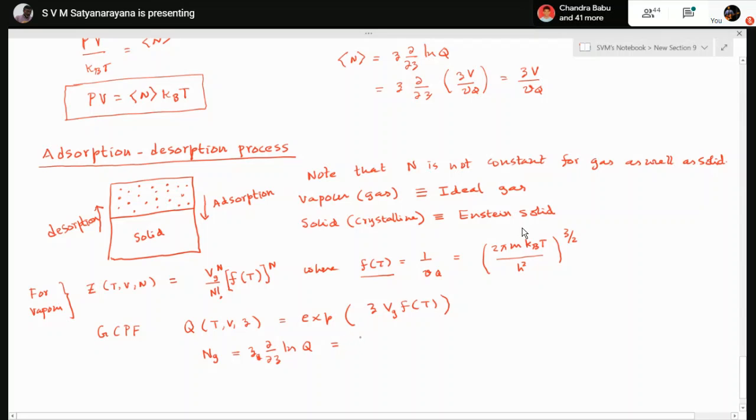This is equal to Zg into ... Or in other words, I can write this Zg, the fugacity of the gas, is equal to Ng divided by Vg into f. Okay, so this is what I have for the gas.